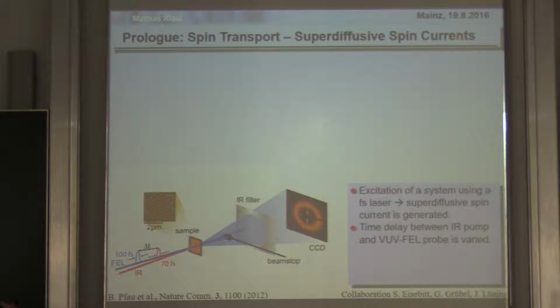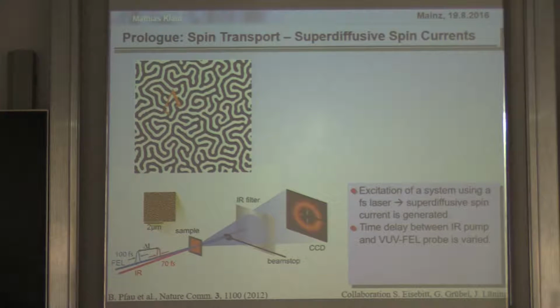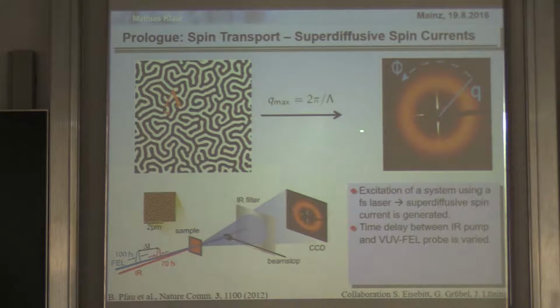And then these electrons above the Fermi level can be extremely fast, because there are few of them, they don't scatter as much, they can be super diffusive. And so what we do is we measure here the domain structure, and in a scattering experiment from this domain structure we get a scattering ring where the radius of this ring just gives you the size of the domains.